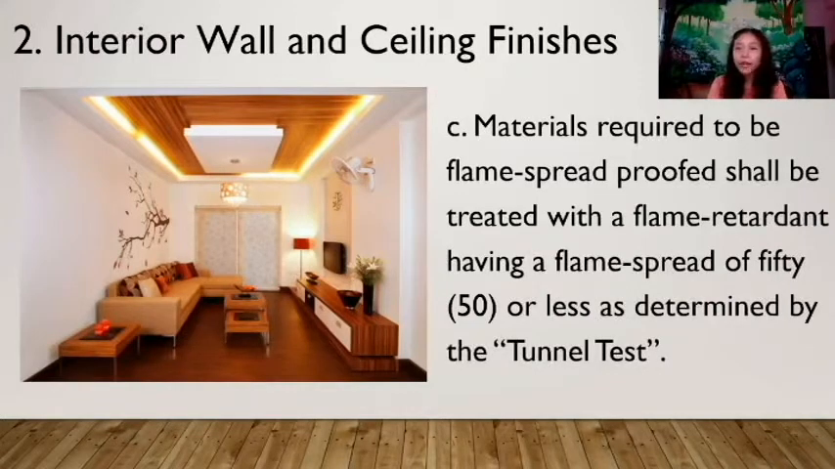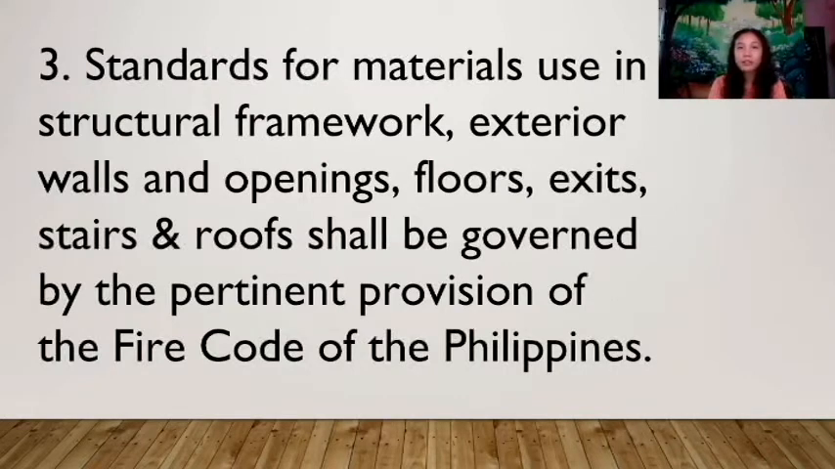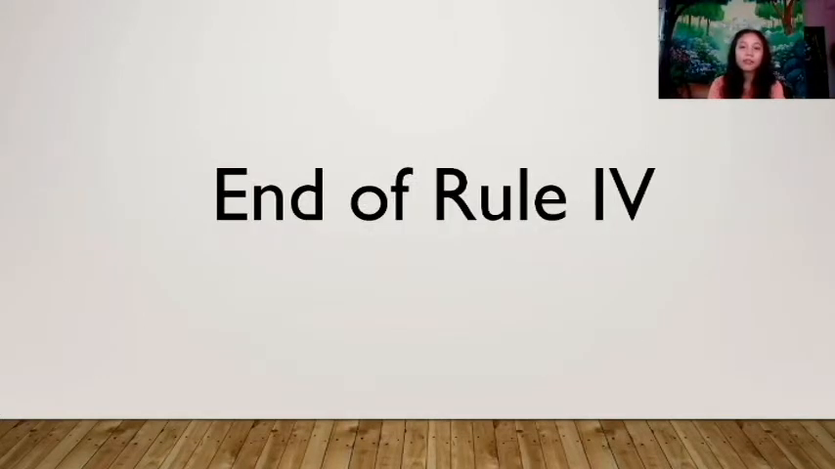Materials required to be flame spread proofed shall be treated with a flame retardant having a flame spread of 50 or less as determined by the tunnel test. Standards for materials used in structural framework, exterior walls and openings, floors, exits, stairs, and roofs shall be governed by the pertinent provisions of the Fire Code of the Philippines. For example, fire exits in the building must be governed by the Fire Code of the Philippines. So that's the end of Rule number 4.